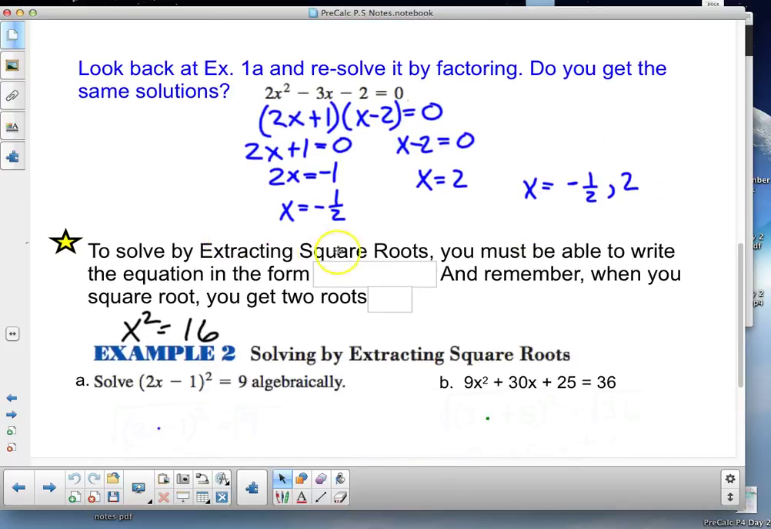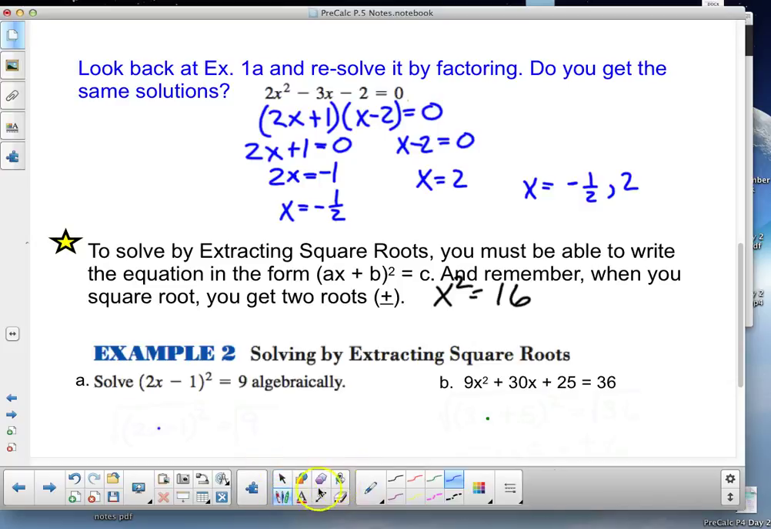To solve by extracting square roots, you must be able to write the equation in the form (ax plus b) quantity squared equals c. And remember, when you take a square root, you get two roots, a plus and a minus. So if I've got x squared equals 16, my answer should be x equals plus or minus 4. I'm sorry, folks, my pen's not working. It'll start working eventually and ruin this, but keep that in mind as we're going.